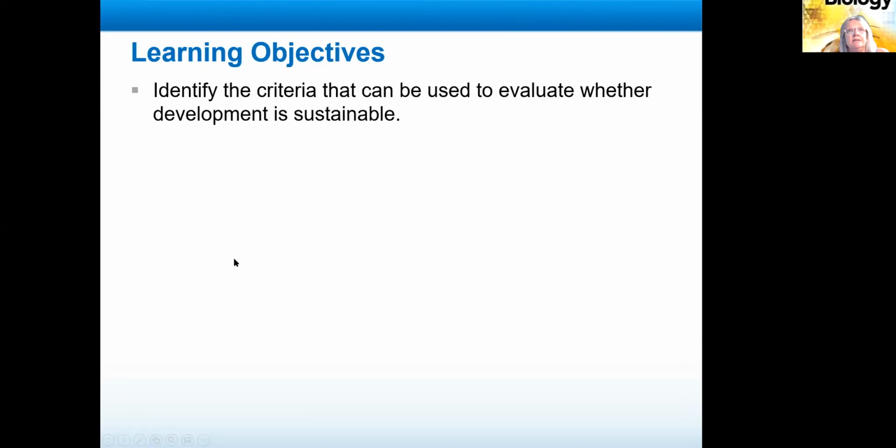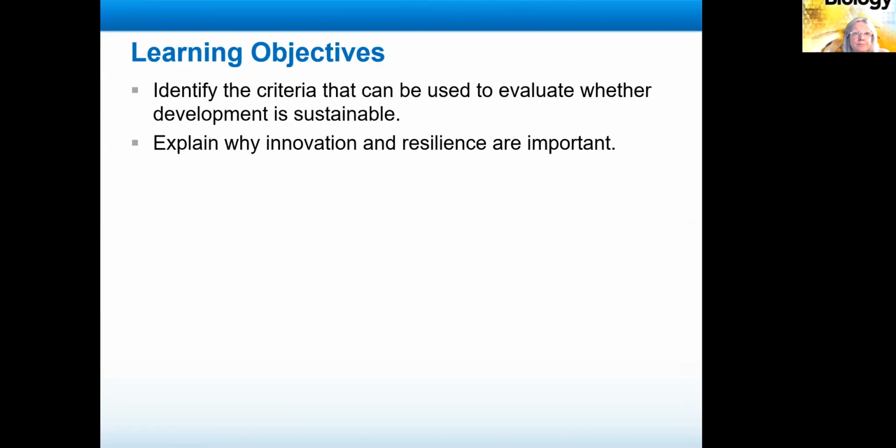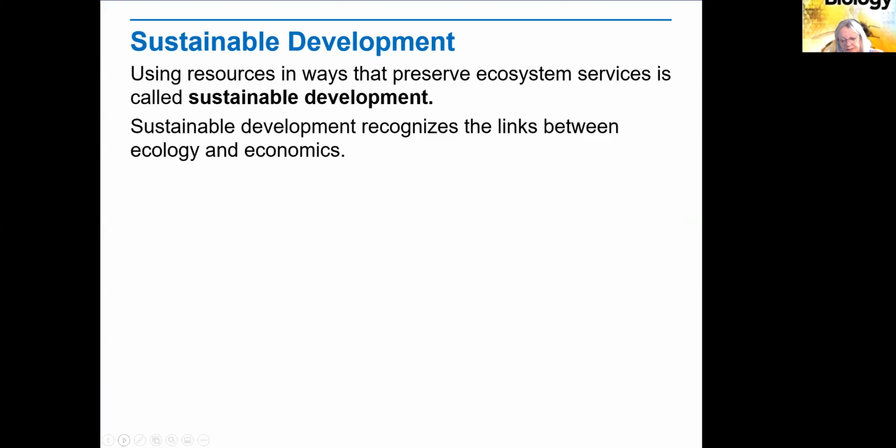All right, the learning objectives are: identify the criteria that can be used to evaluate whether development is sustainable. Explain why innovation and resilience are important. Sustainable development.